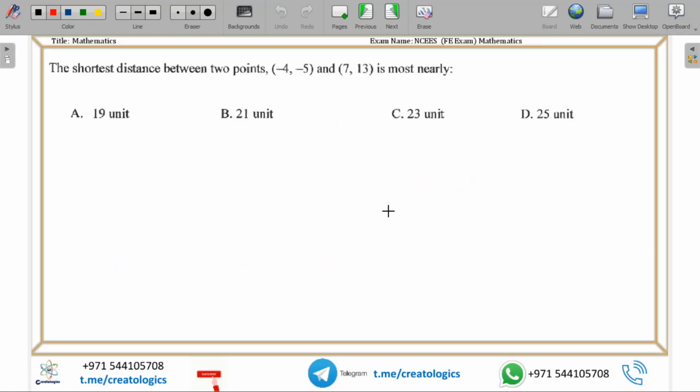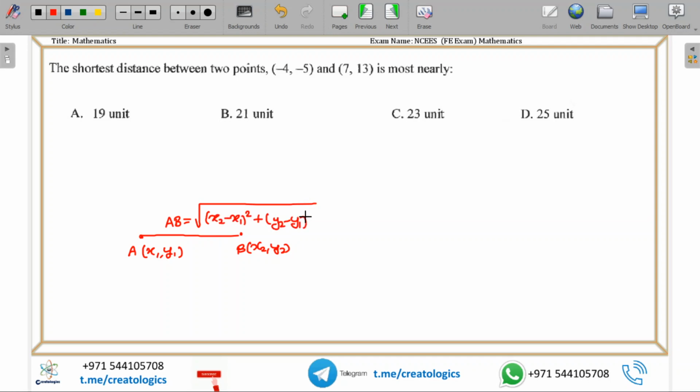The shortest distance between 2 points. The formula for shortest distance between 2 points is very obvious. Everyone knows this. If you don't know, the formula is also available in the sheet. If you have 2 points, say A, having coordinates x1, y1, and another point B, having coordinates x2, y2, the distance AB is given by the square root of (x2 minus x1) whole square plus (y2 minus y1) whole square.